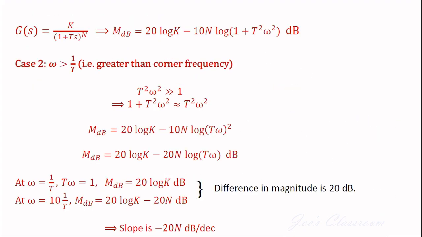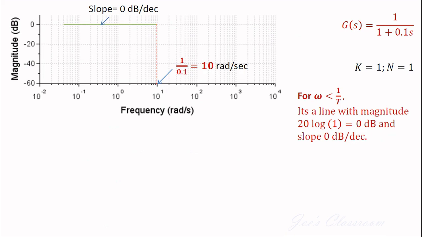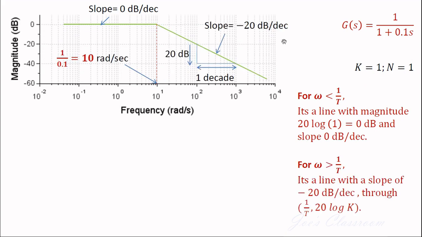Okay, we'll move on. So this is what I explained. Again, it's illustrated, and this is a 0 decibels per decade line, and since k is equal to 1 here, 20 log k is equal to 0 decibels, and after that corner frequency, it is going to be a straight line with minus 20 dB per decade, because n here is 1, and therefore minus 20n is equal to minus 20. So very immediately I can sketch this asymptotic Bode plot.